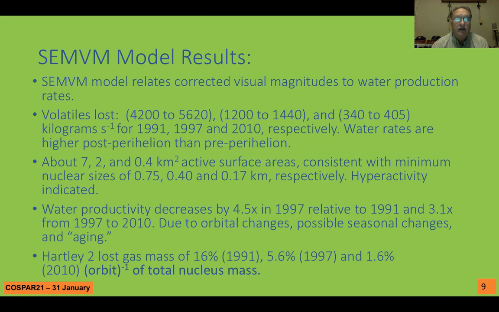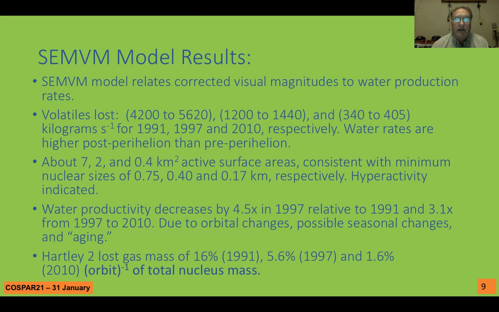You can see that the volatiles lost are greatest for the 1991 apparition, from 4,200 to 5,620 kilograms per second, all the way down to the 2010 apparition, which was as low as 340 to 405 kilograms per second. In general, the water production rates are higher post-perihelion than pre-perihelion, as we saw in some of the graphs that were presented in the previous slides.